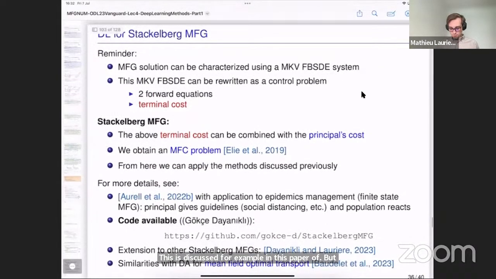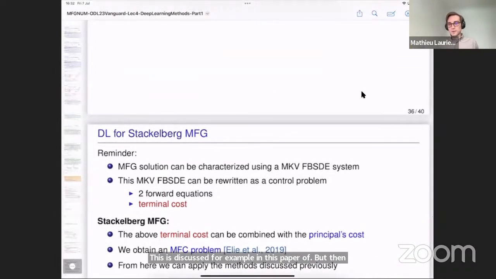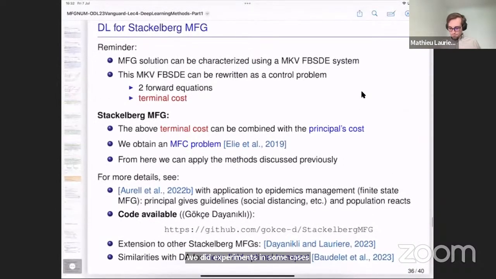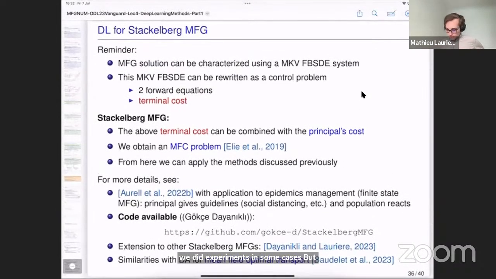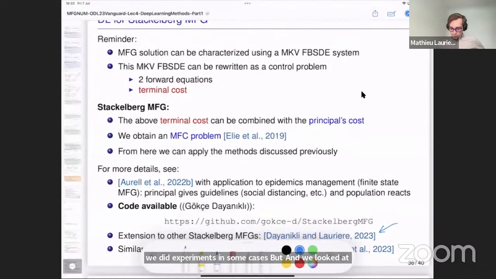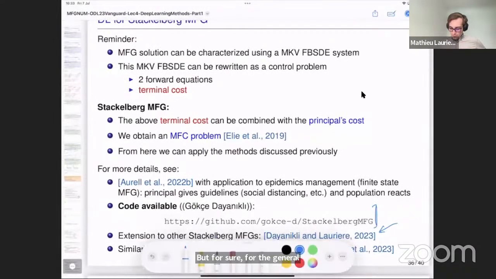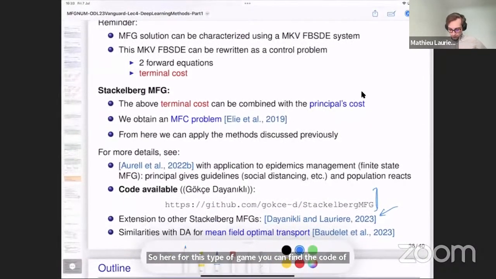But then once you see that, you say, now we can apply the method discussed previously because it is an MFC problem. So we can parameterize the control, whatever it is, by a neural network and run stochastic gradient descent. That's the idea. I'm not saying it always works. We did experiments in some cases, and we looked at the theory also in this paper in some cases. But for sure, for the general case, there is still work to be done. So here, for this type of game, you can find the code of Gokce on her website.